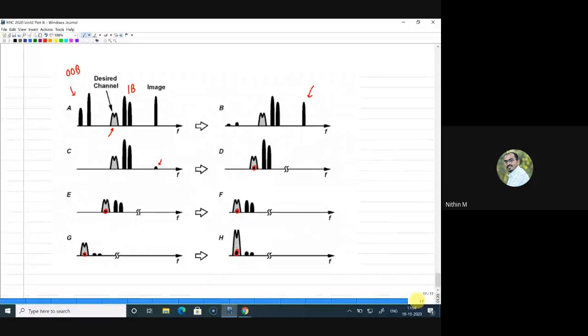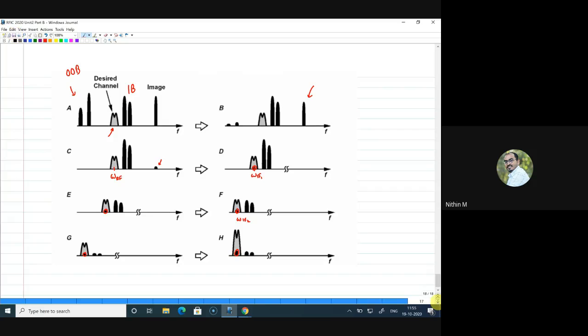Let me just mark it at C. C is before shifting, right? So now this is at RF frequency, but after shifting, it is located at the first intermediate frequency, and then it is filtered, and further it is moved to the second IF frequency here. This is omega IF2, right? All right, so thank you for the responses.